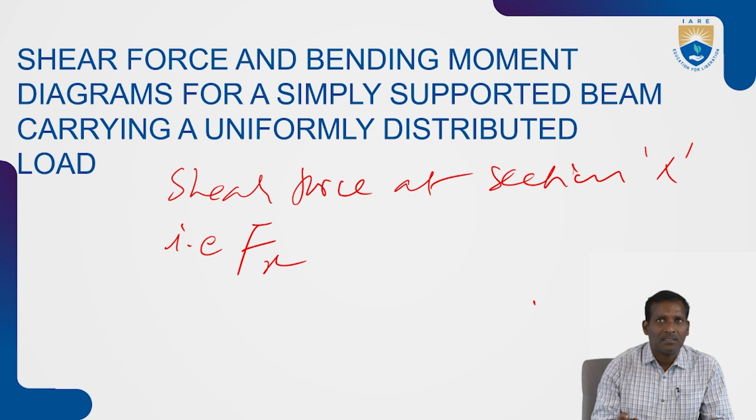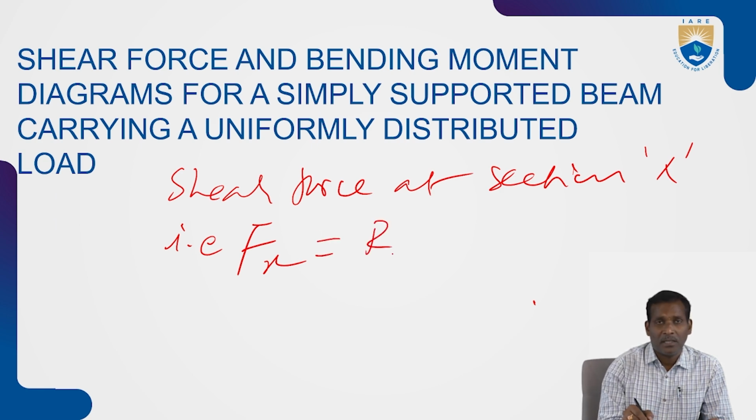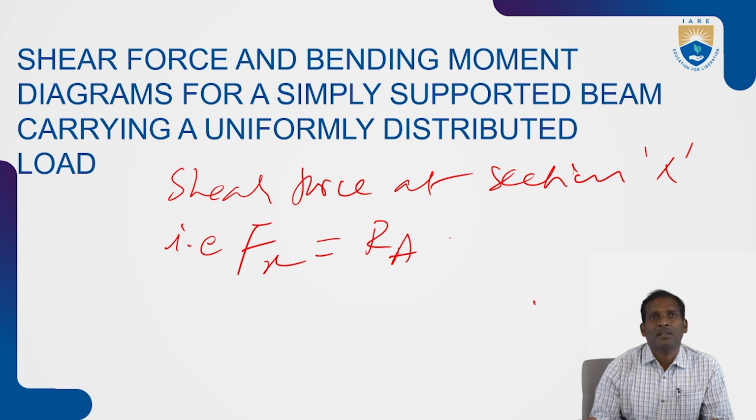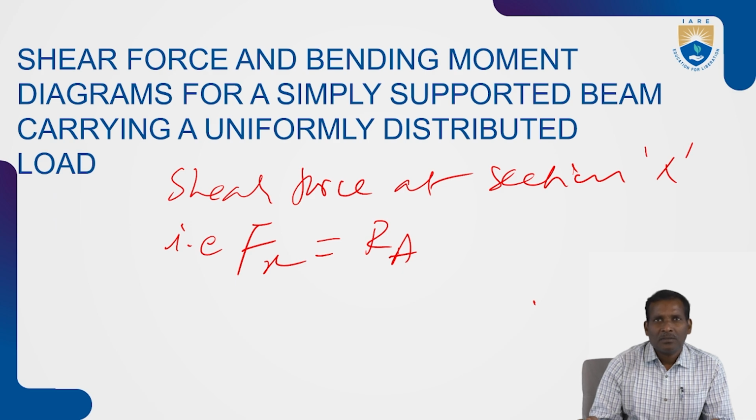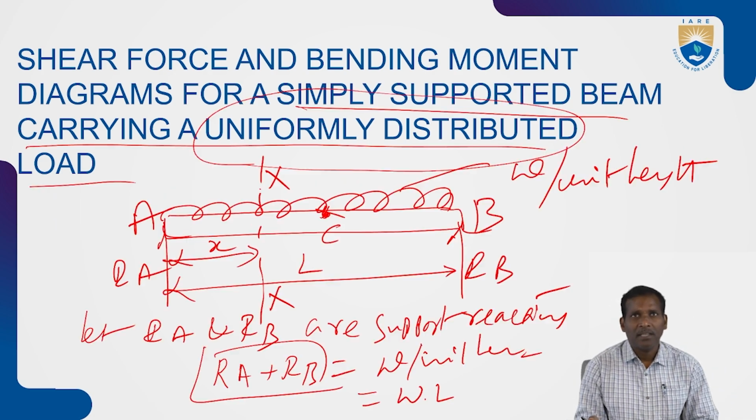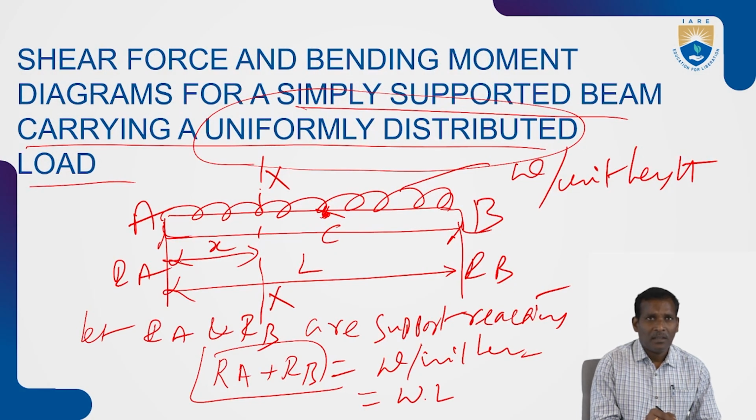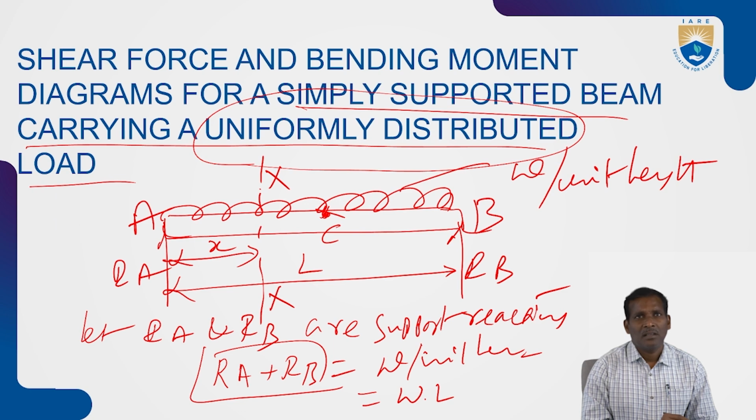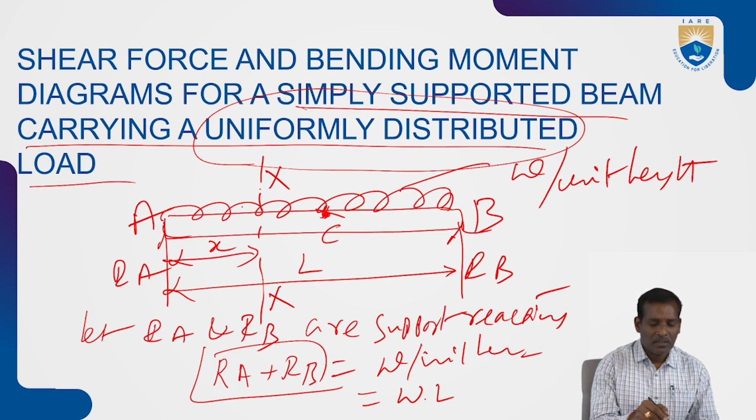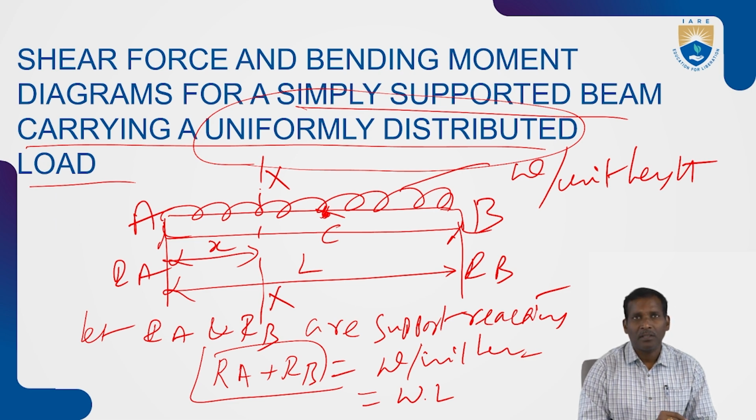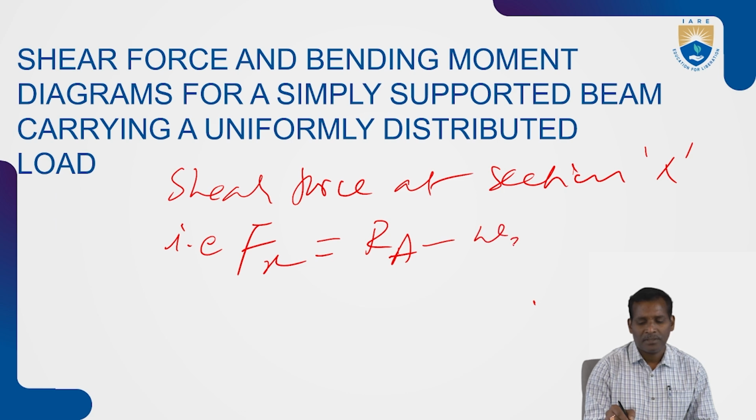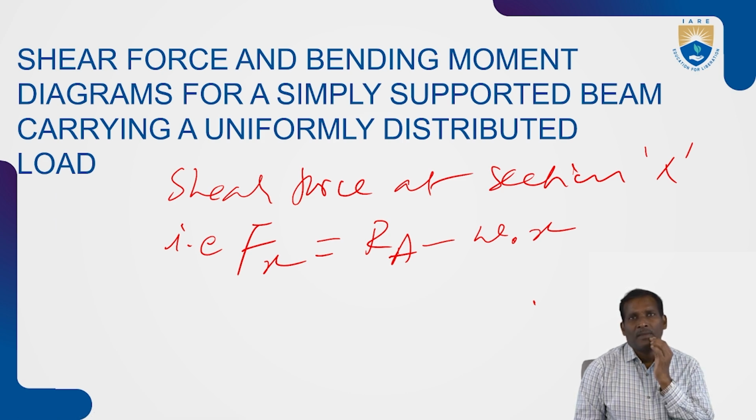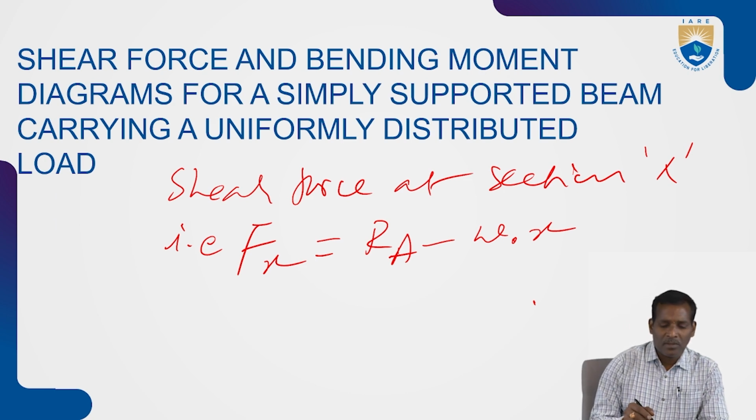So what are the forces acting at this section on the left side? That is the vertical supported force, RA. So RA minus, at this section W is acting, so that is W into X. RA minus W into X. The shear force acting at this section is RA minus WX, with X distance.